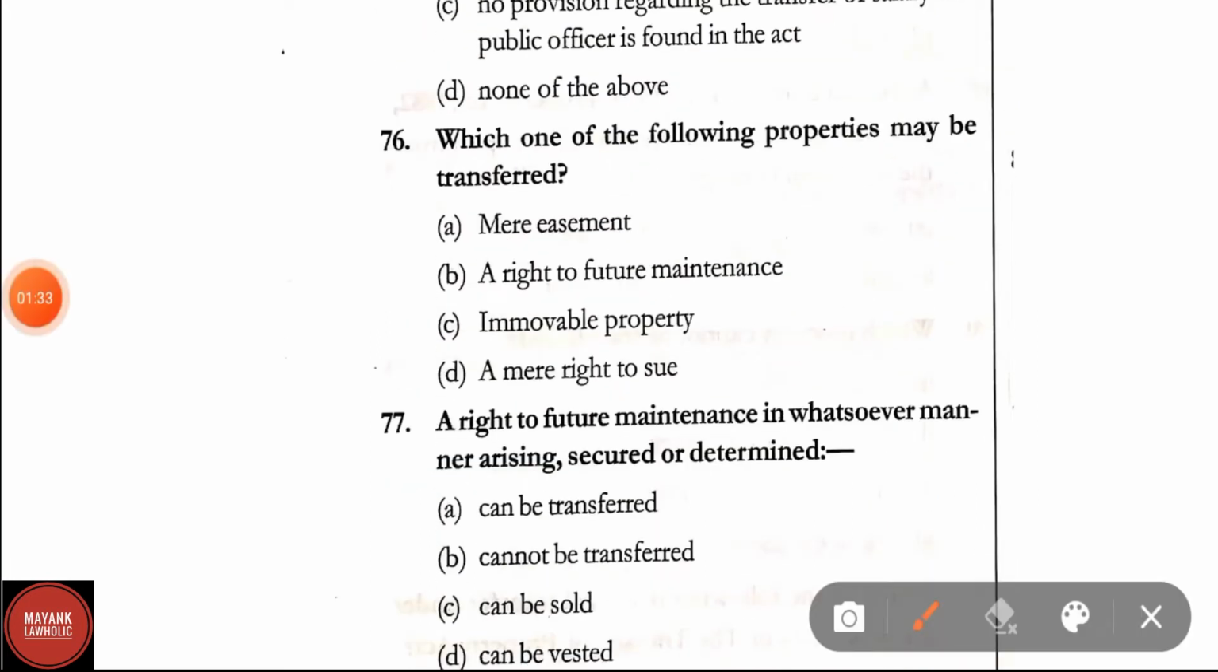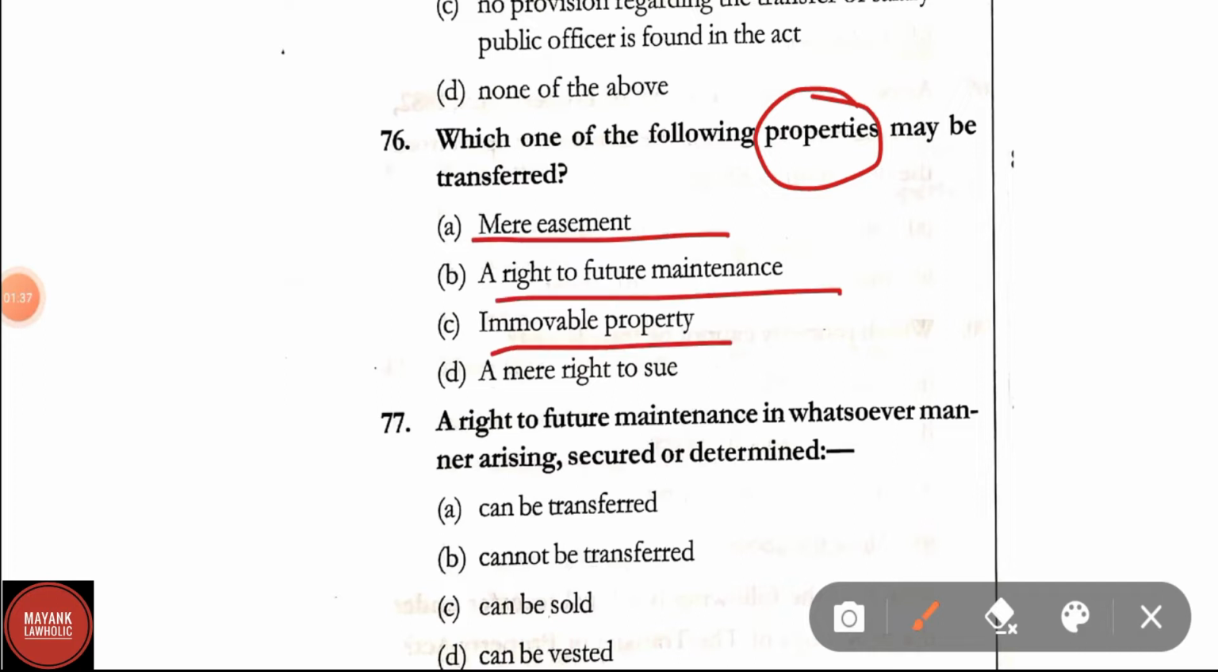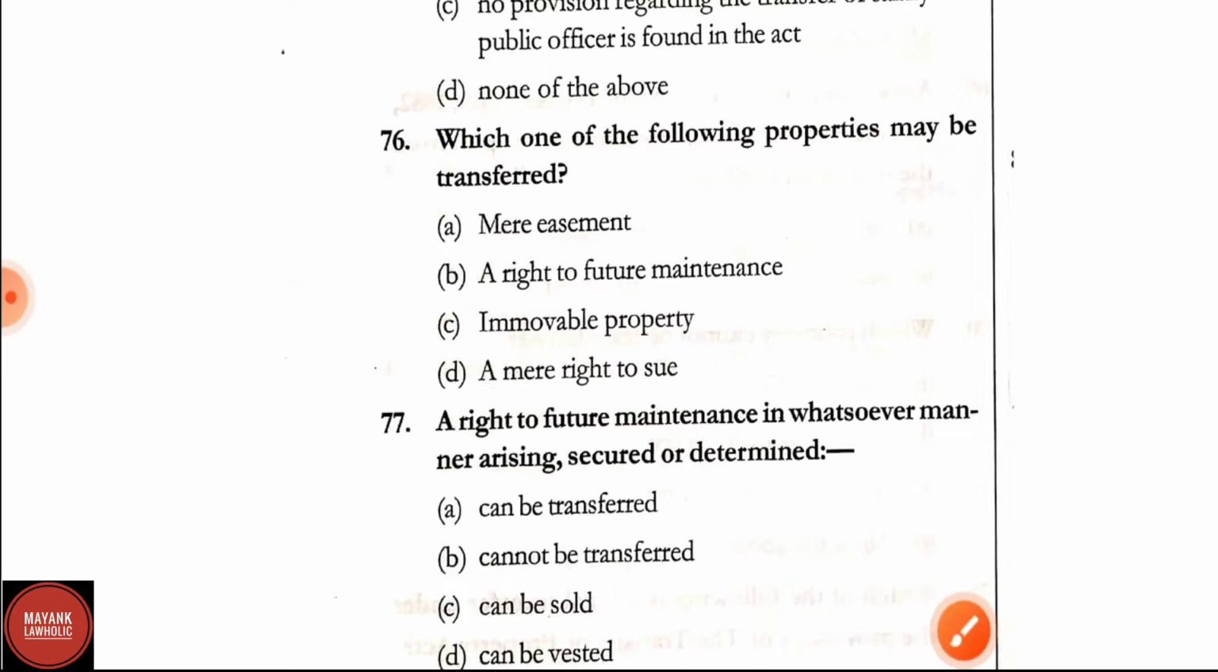Question number 76. Which one of the following properties may be transferred? Mere easement, a right to future maintenance, immovable property, a right to sue. Correct answer is option C, that is immovable property.